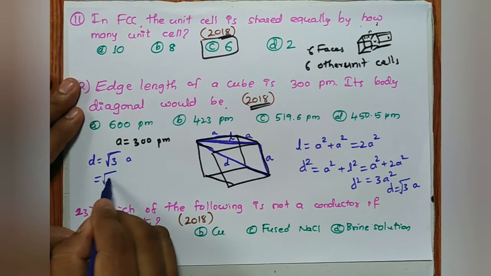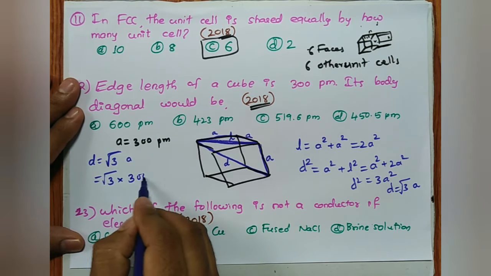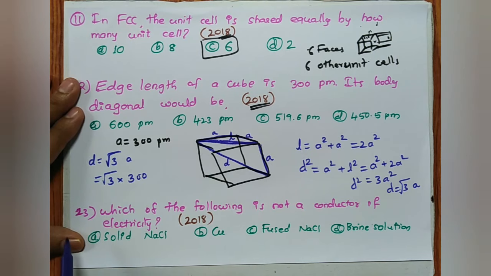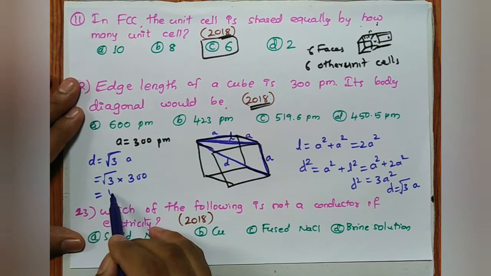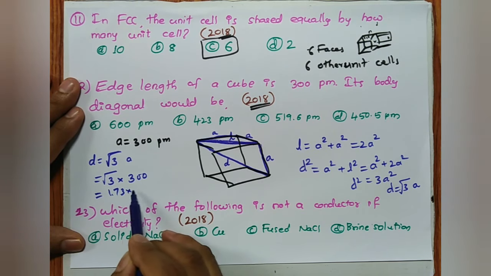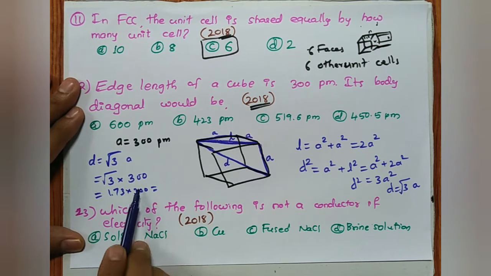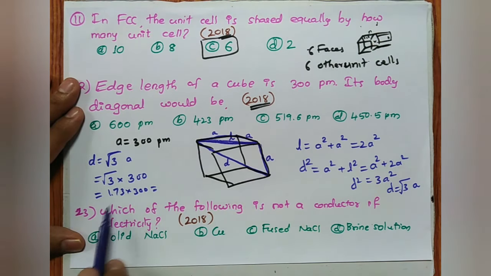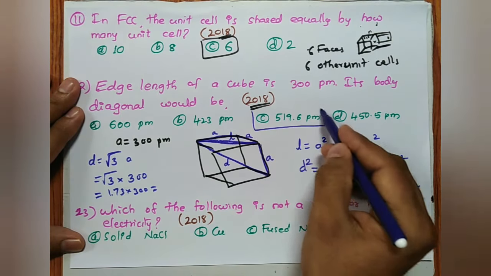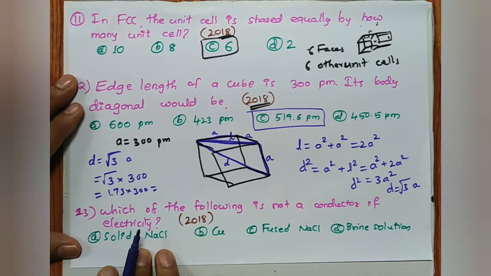So root 3 into A, where the A value is 300 picometer. Now you calculate. Root 3 means 1.73 into 300. 2 times 300 is 600, so the answer should be less than 600. So the answer is 519.6 picometer.